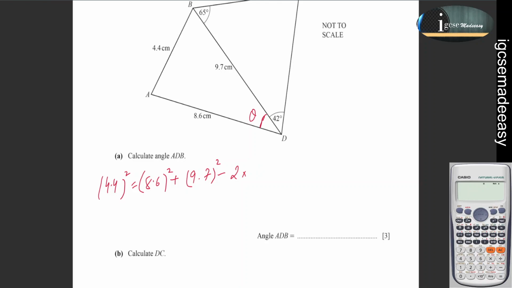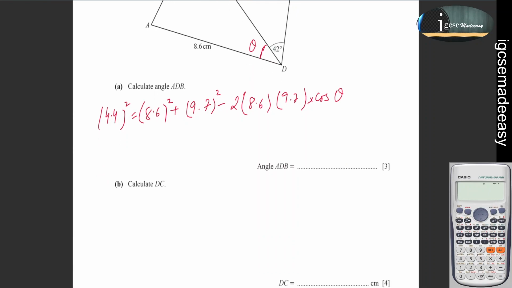Sorry, a is, you can write like this. A is 8.6. 2 times a into b is 9.7 into cos of the angle between, that is theta, right? But we need to find the angle theta, right? So we have to shift all the rest of the things towards the left side.